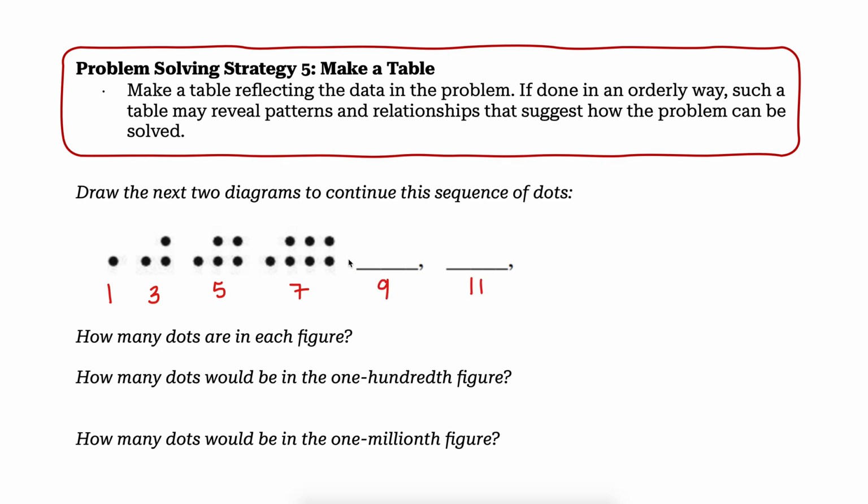So the 9 dots, we would draw it as 5 and then 4 on top. And then the 11, we've got 6 on the bottom and 5 on top. So how many dots are in each figure? We've answered that one already. Then it says, how many dots would be in the 100th figure?